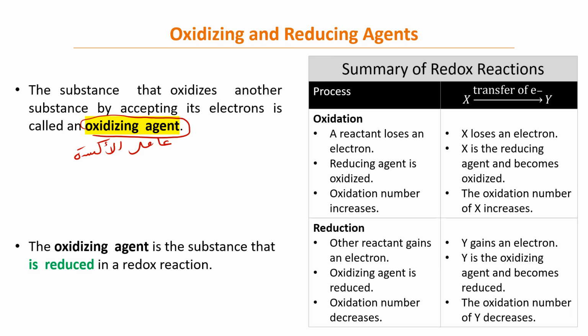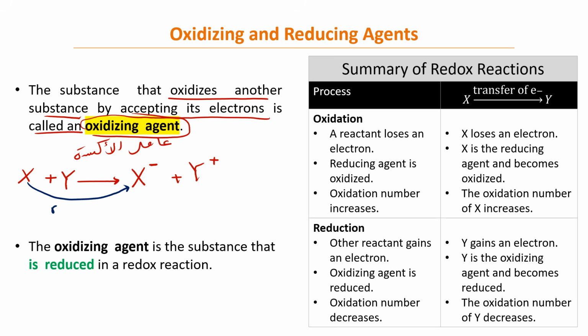The substance that oxidizes another substance by accepting its electron is called an oxidizing agent. What does that mean? Imagine you have X plus Y, okay? Gives us X minus plus Y positive, okay? So the X here, what happened to the X? Reduction, right? And the Y?